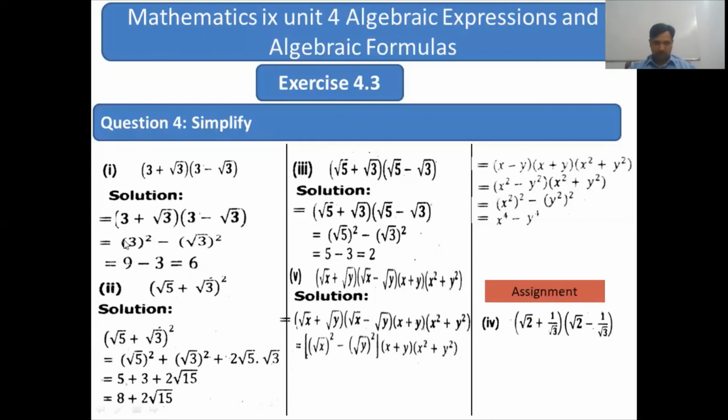So 3 square is 9, and this square cancels out with this root, and we are left with 3. So 9 minus 3 is equal to 6.